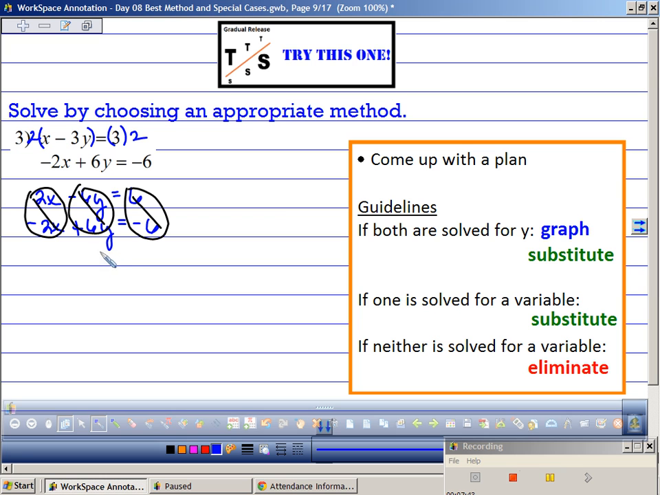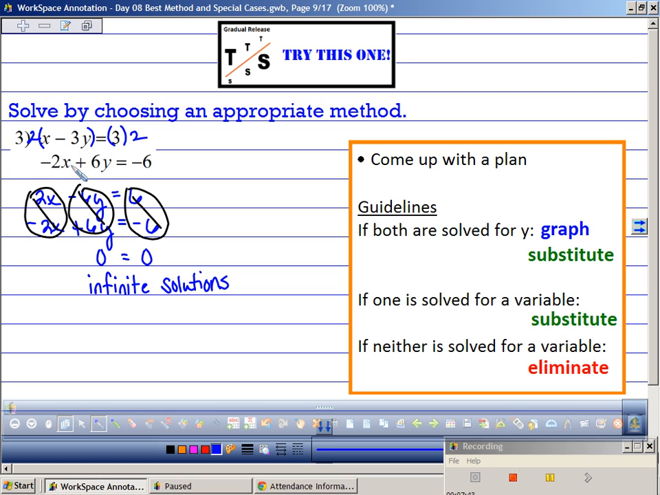What's on this side? Nothing. What's on this side? Nothing. Nothing equals nothing is infinite solution. Not no solution. That means these are the same line. What else could you have done?